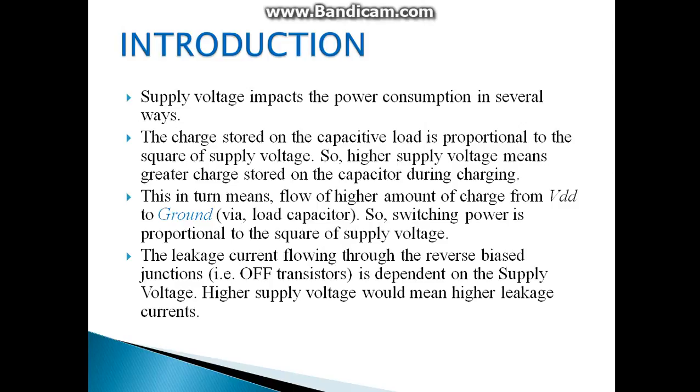The leakage current flowing through the reverse bias junction, that is the off transistor, is dependent on the supply voltage. Higher supply voltage would mean higher leakage current.